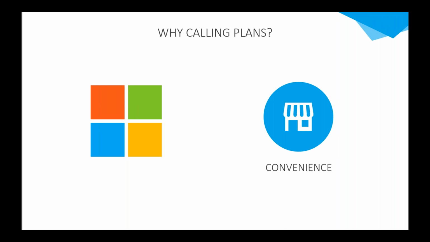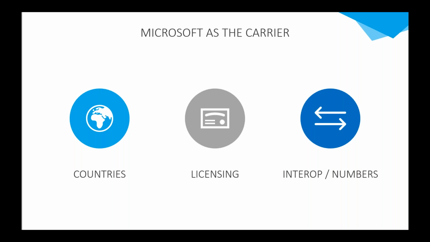Calling plans, the main reason you would want to consider them is for convenience. You're already paying Microsoft for your Office 365 licensing bundle that gives you Teams, be that the enterprise plans or something else. Calling plans is another add-on that you take from Microsoft, and that allows you to give your users bundles of minutes. So there are three things to consider for calling plans. One is the countries, number two is the type of licensing that you provide, and three is you might have some issues around interop or where your numbers are coming from or whether you want to keep any existing numbers.